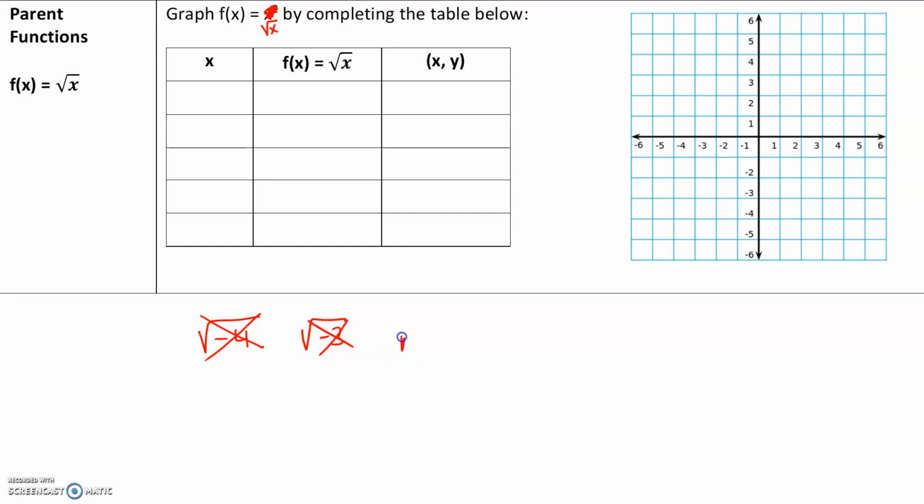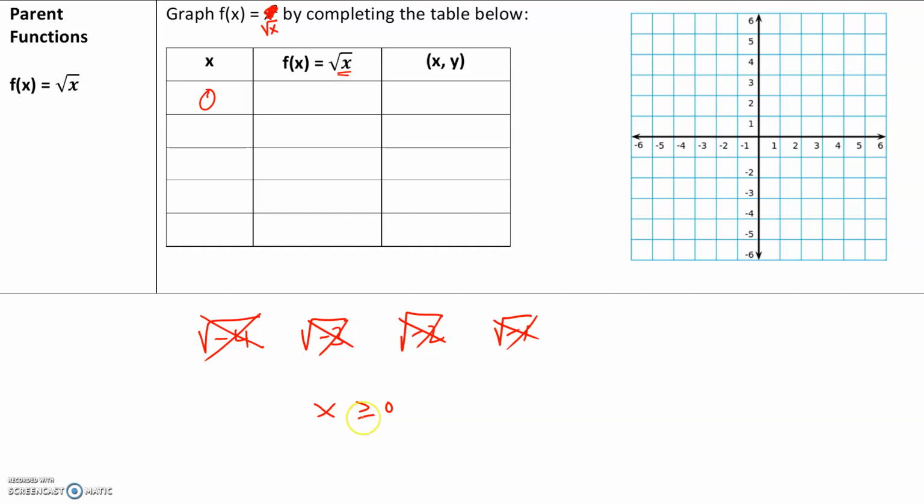I can't take -3. I can't take -2, can't even take -1. Remember we talked about square roots and their domains before, that whatever this expression is inside the square root has to be greater than or equal to 0. So my first value of x I can choose is going to be 0.